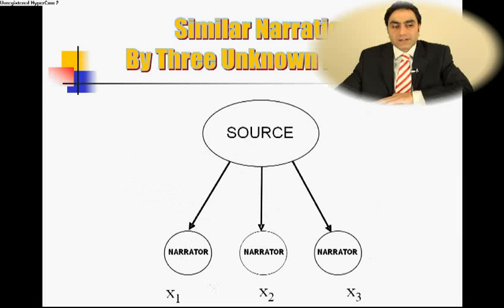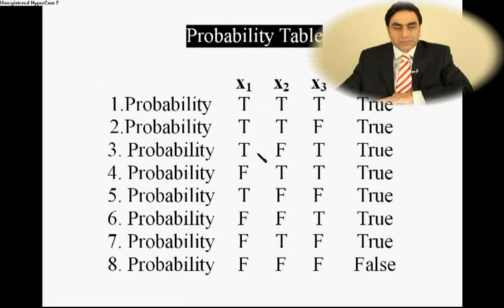Because these 3 people, we assume that they are coming to us with similar narration, saying the same thing. At the third probability, x1 t, x2 f, x3 t, the result is true. If there is at least one t in the option, the result will come to true, because think about 10 people saying a similar thing about an event. If one of them is relating the event in accordance with what occurred, then the knowledge is true.